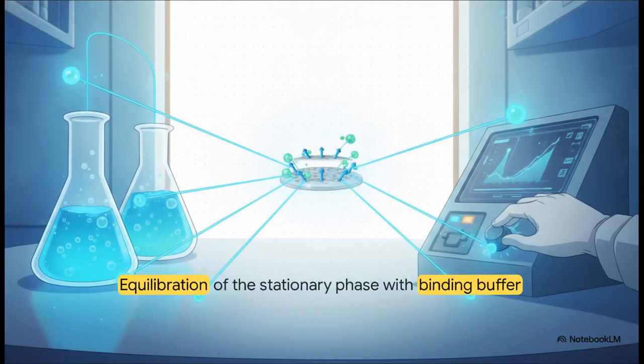Okay, looking at step 1. We start by pumping a binding buffer through our stationary phase. Now, the absolute crucial point here is that we're creating the perfect localized environment. We're adjusting the pH and the ionic strength so that those immobilized ligands, our chemical bait, are perfectly conditioned, active, and literally standing by, ready to catch their specific partners.